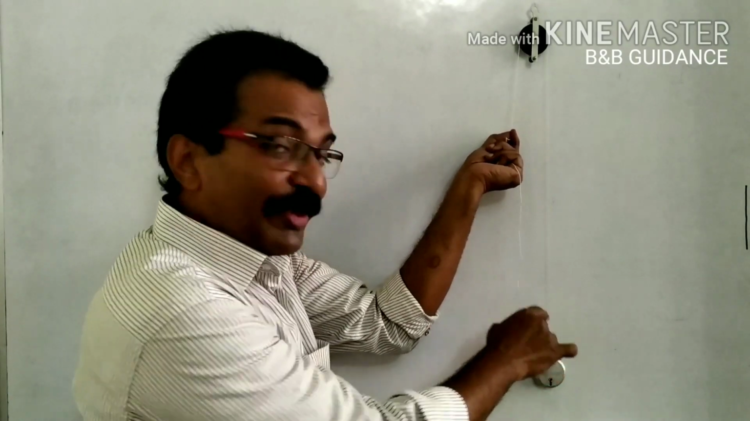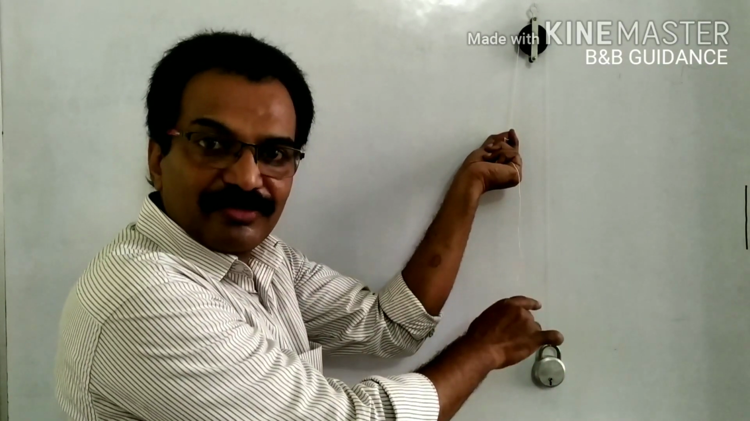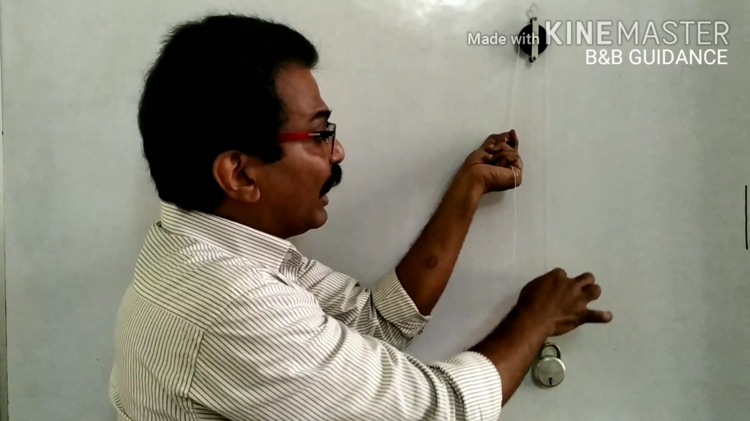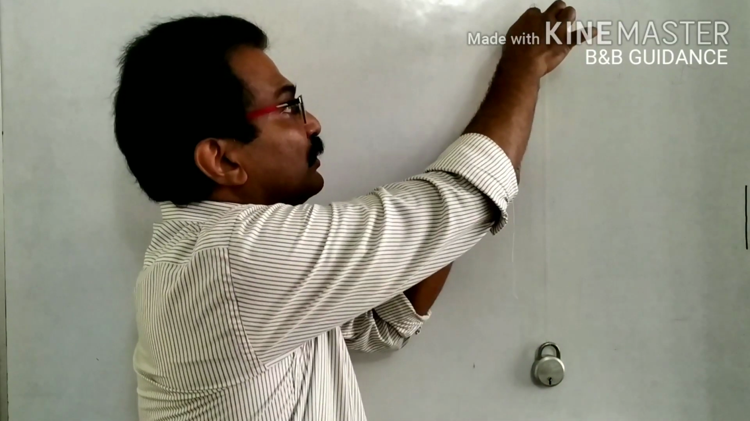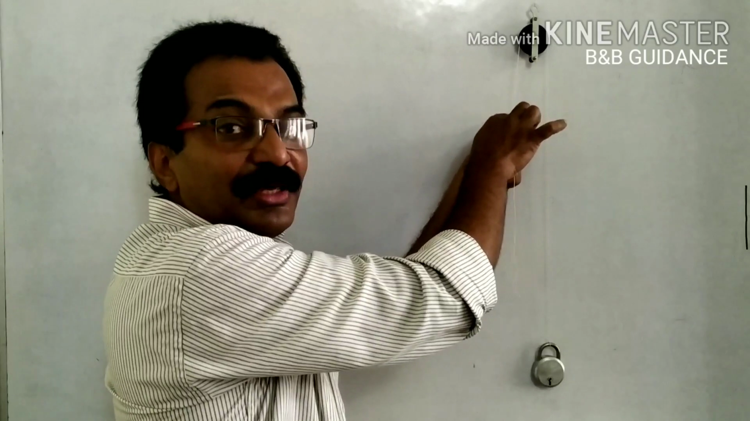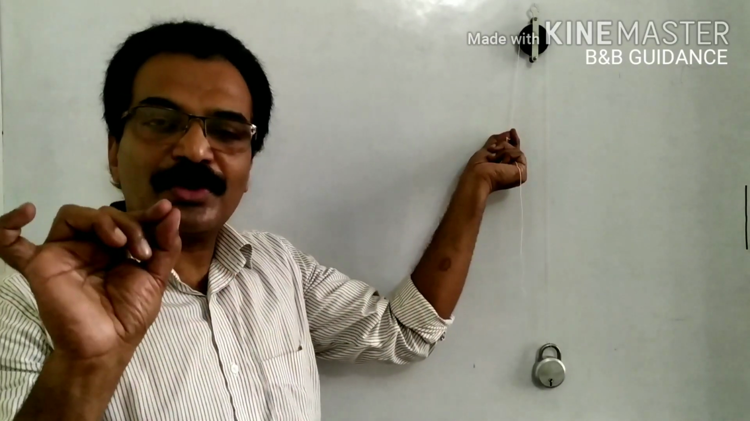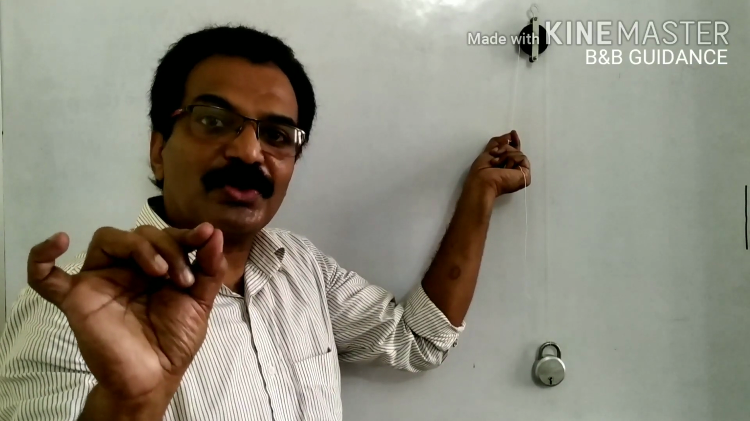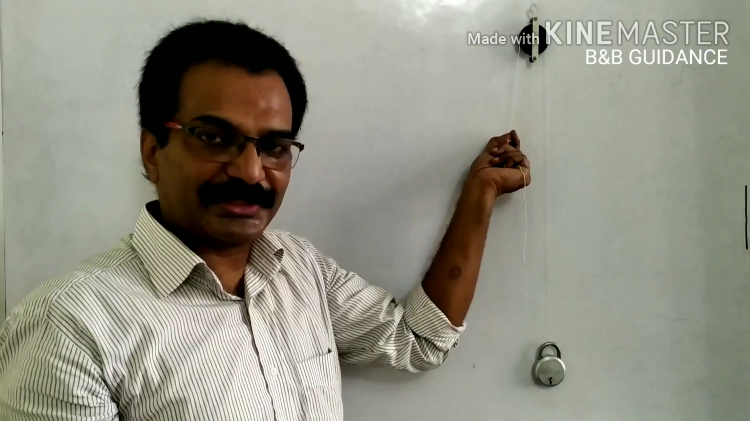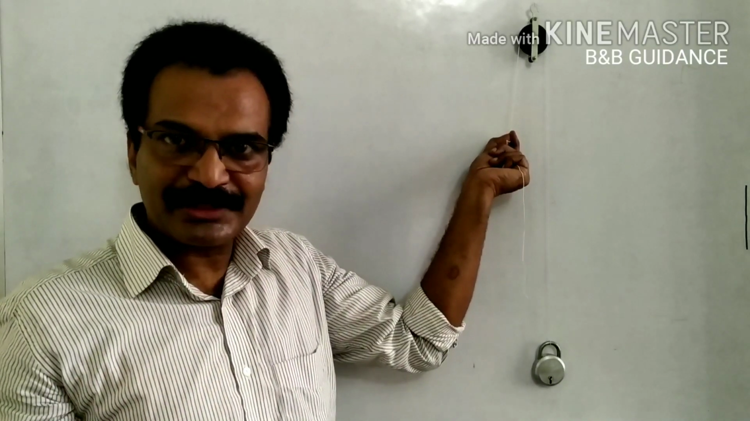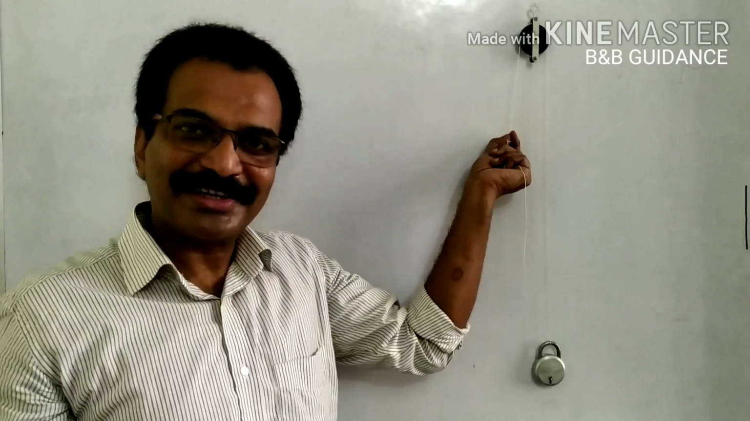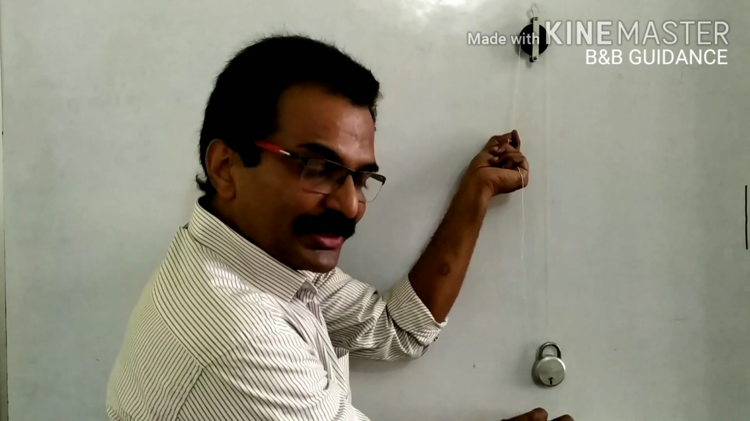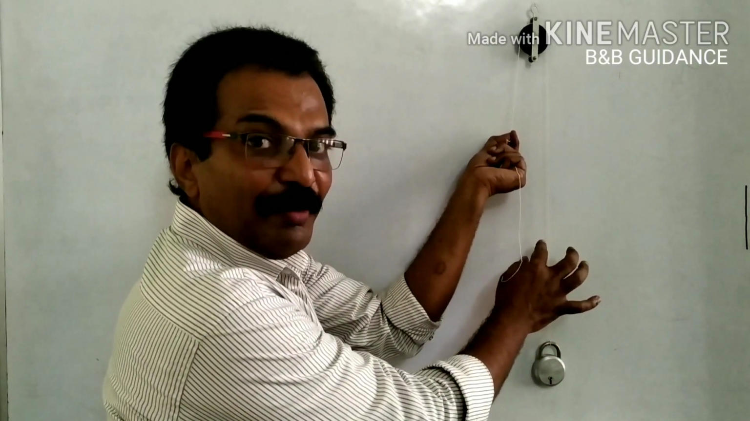If you assume our string is massless and inextensible, the tension will be the same at every point on the string. It passes over this, and here also the tension will be the same. When you draw diagrams of a pulley system, please remember that we will show tension always in the upward direction. You will study more about tension in higher classes, but now we will show tension in the upward direction. So here the load is in the downward direction and the tension will be in the upward direction.